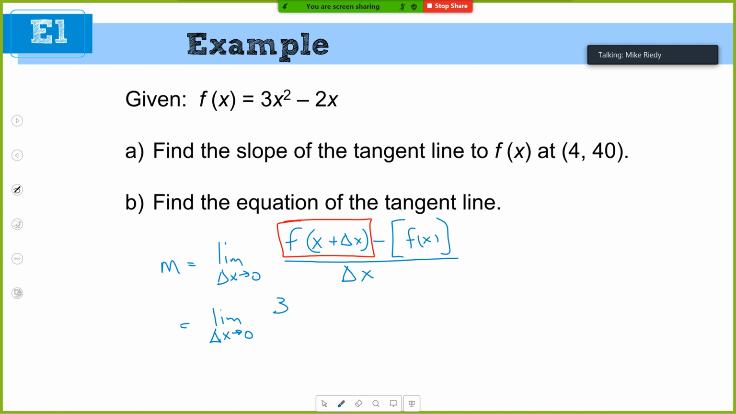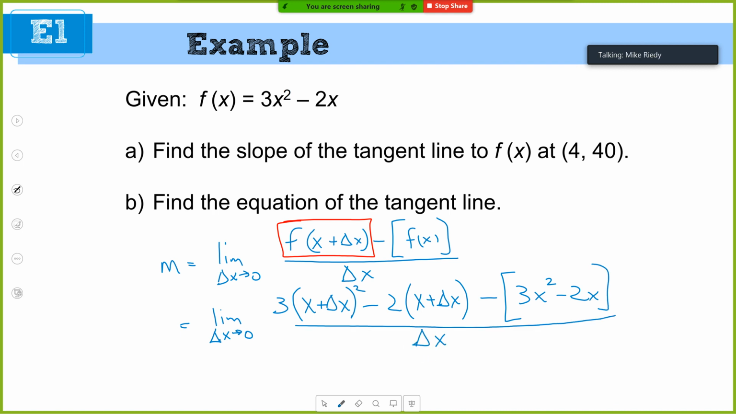Okay. So what does that give me? So it would be 3 times x plus delta x squared minus 2 times x plus delta x. Perfect. Okay. You'll notice I put the brackets in there. I like the brackets so that we don't have any mistakes with minus signs. f of x is just 3x squared minus 2x, all of that over delta x. Okay, that's the easy part. The hard part now is simplifying this.